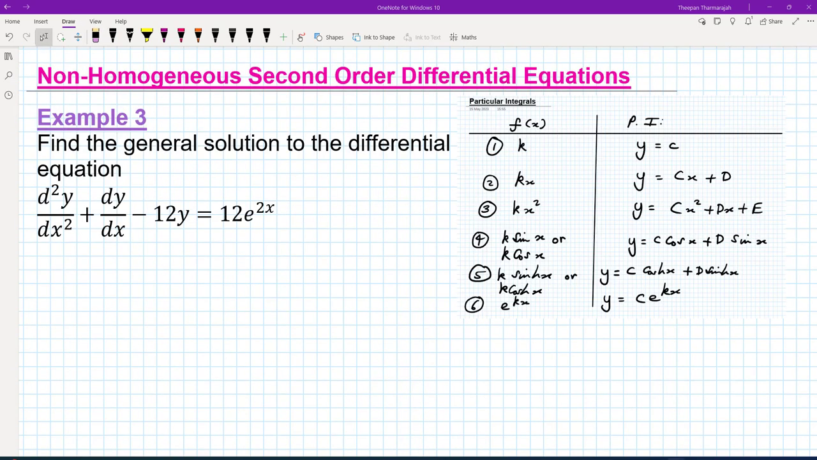Here's a question for you to try. When you're done, you can pause the video and I'll go through my worked solution.